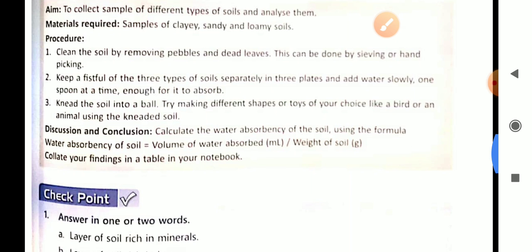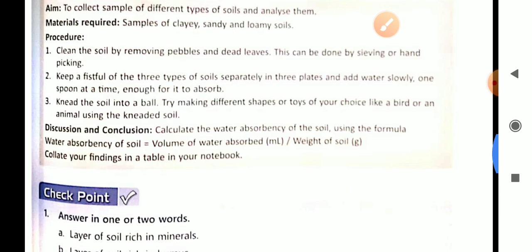And add water slowly, one spoon at a time, enough for it to absorb. Knead the soil into a ball. Try making different shapes or toys of your choice like a bird or an animal using the kneaded soil.